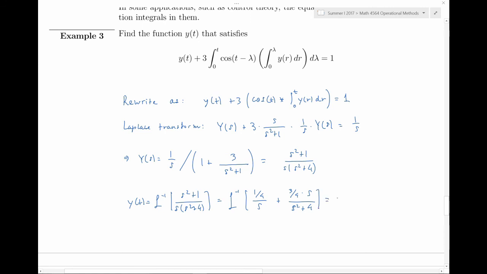Which becomes 1/4 h of t plus 3/4 cosine of 2t. And for t greater than 0, h of t can be replaced with 1.